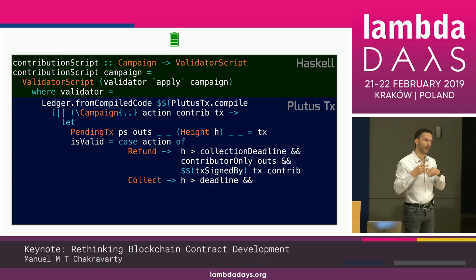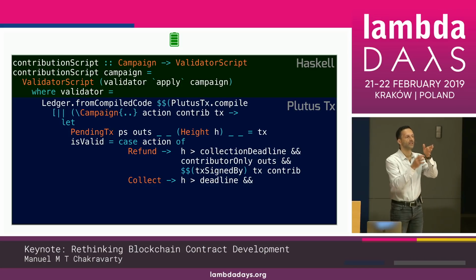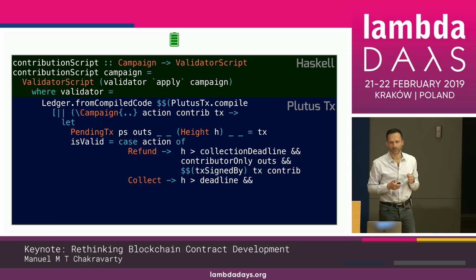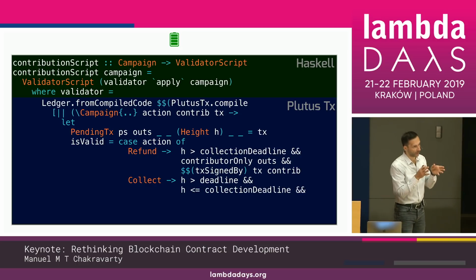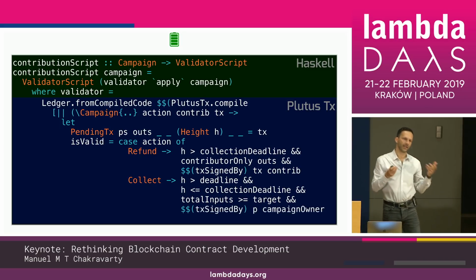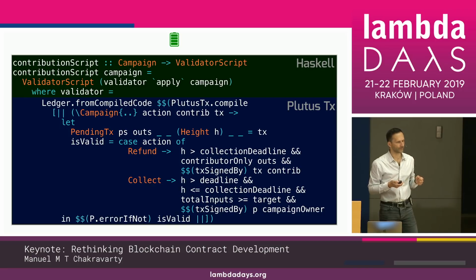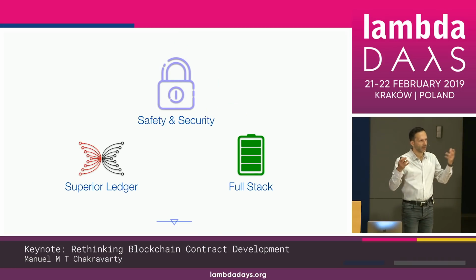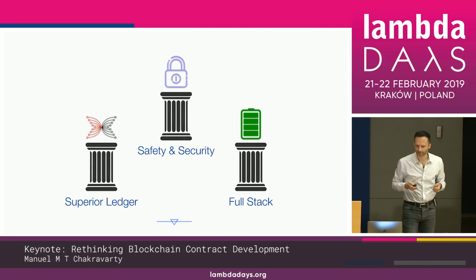So if the campaign owner wants to collect the funds, well, it has to be after the campaign deadline and before the collection deadline. So in this time window we can check, are there enough funds, can we get them out? And obviously, the sum of all funds paid in has to be bigger than the campaign goal. And if that's the case, and again, the signature on the transaction works out, we can spend those funds. All right. So that's how this looks in Haskell.